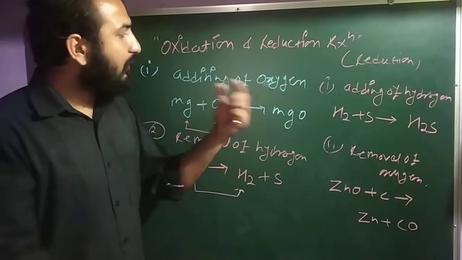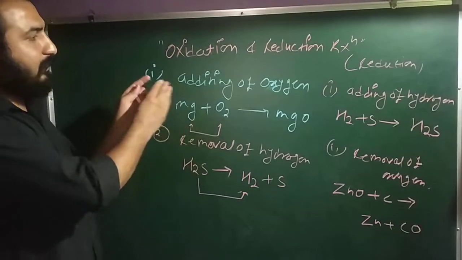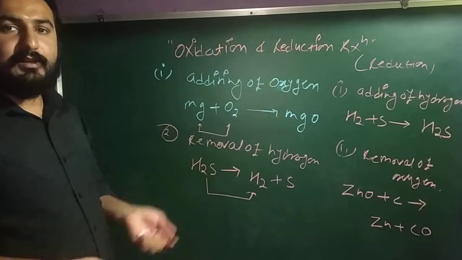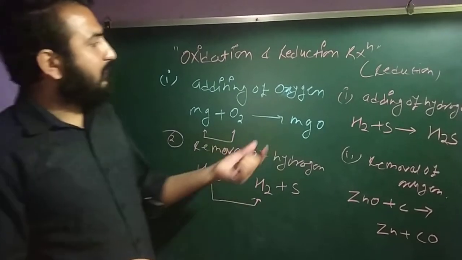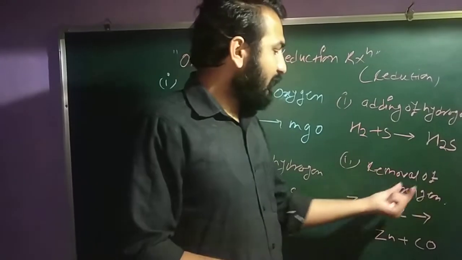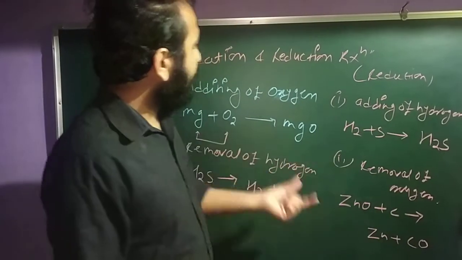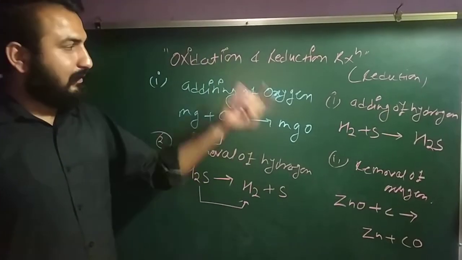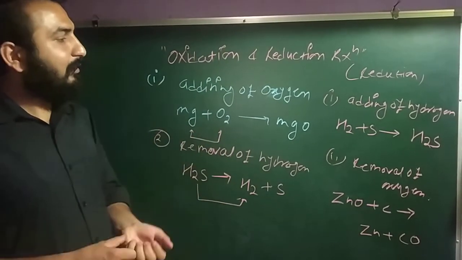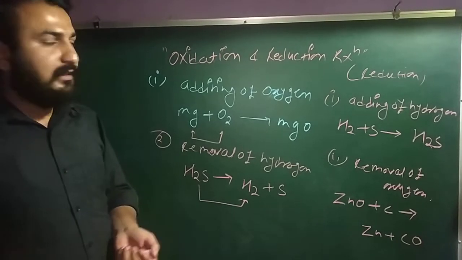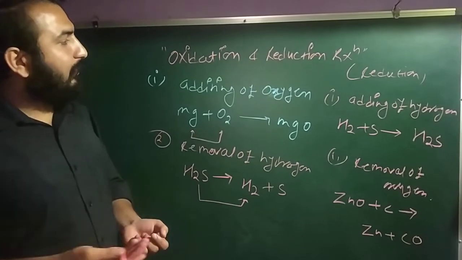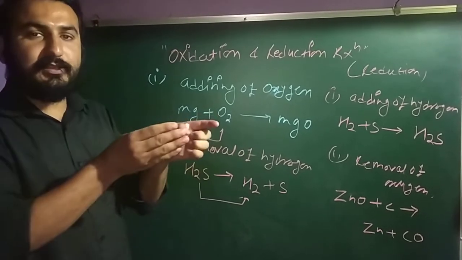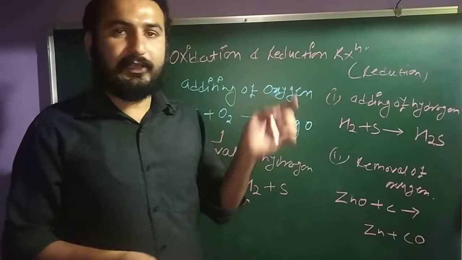Clear? So I am concluding oxidation and reduction. Oxidation means the adding of oxygen or the removal of hydrogen. Second, reduction means the adding of hydrogen or the removal of oxygen. Clear? These are the definitions of oxidation and reduction reactions. After that, we will discuss the redox reaction. A redox reaction means a chemical reaction in which the oxidation as well as the reduction both proceed. This is called the redox reaction.